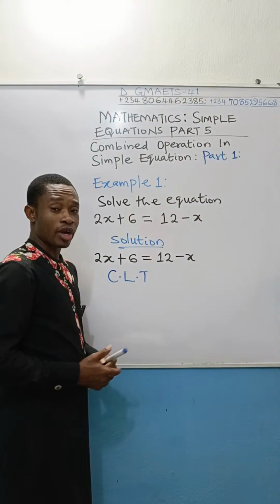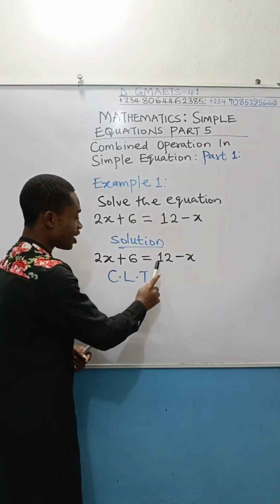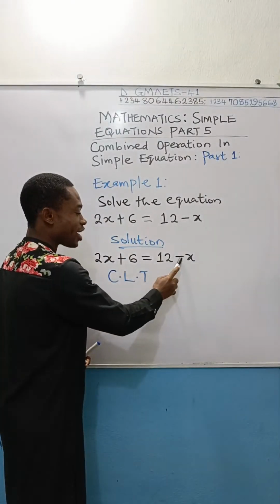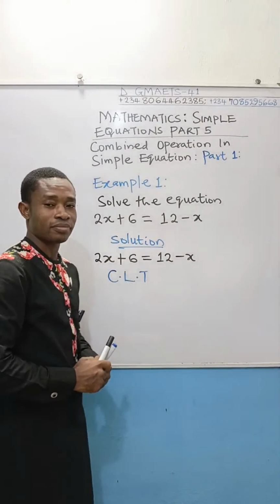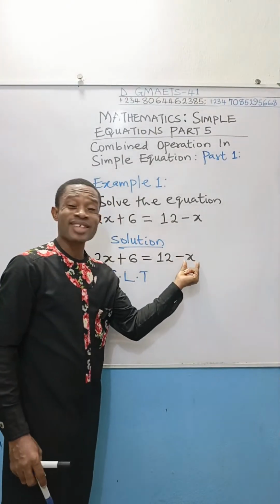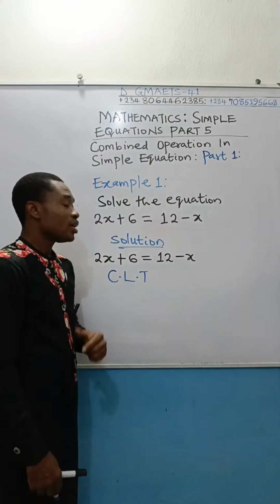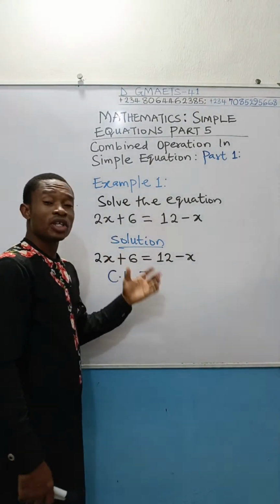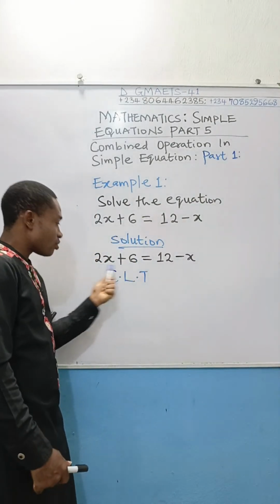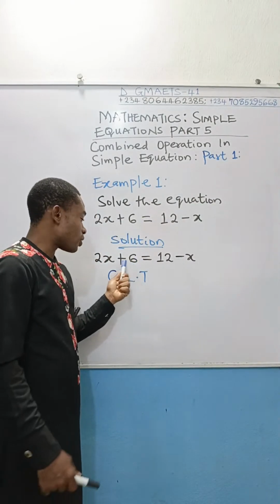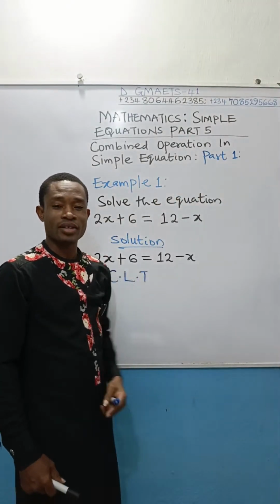So we go straight. We are going to move all the alphabets to the left-hand side. So looking at the right-hand side, I have 12 minus x. I will move this minus x to go to the left-hand side, because this x is a like term of these two x. Then I will move the pure numbers to the right-hand side. From the left, the pure number you have there is this plus 6. You have to remove that plus 6 and move it to the right.